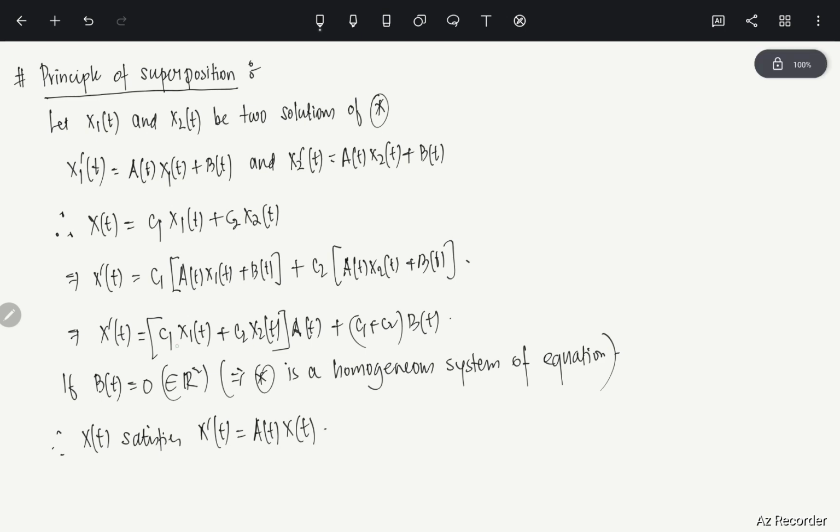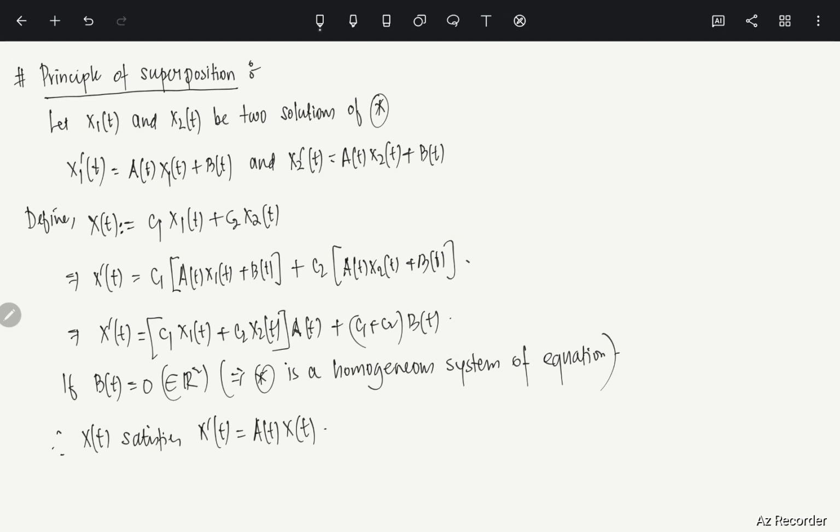Okay, because c1 x1 plus c2 x2, I have defined it to be x(t). This is a definition, I should not write it like this. So x(t) satisfies this. So you do realize that if you have two solutions, x1(t) and x2(t), and if you are dealing with a homogeneous system, c1 times x1 plus c2 times x2 also satisfies the equation. So that is always there.